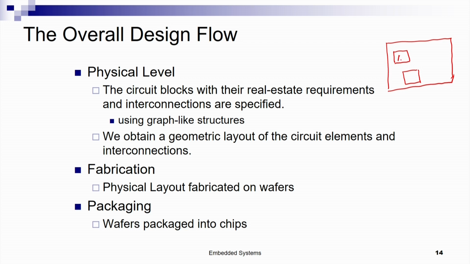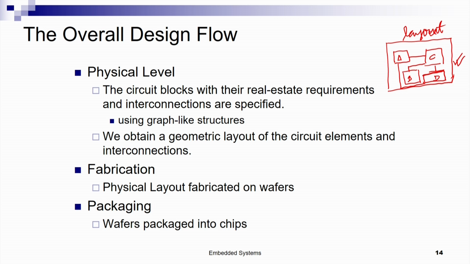So these will be the circuit blocks A, B, C and D, let us say. These are the circuit blocks, and the interconnections among these circuit blocks are also known. So once this is known, we can have a layout like this. Now this layout is the geometric layout, and such a geometric layout is the output of the physical level design.